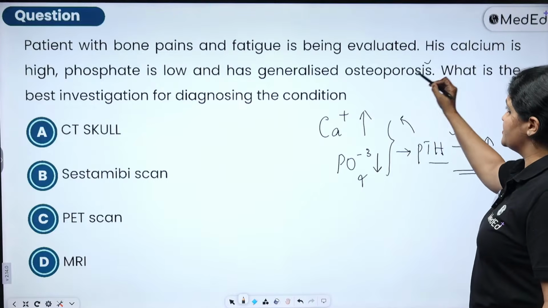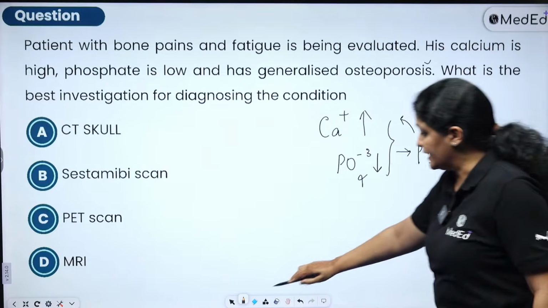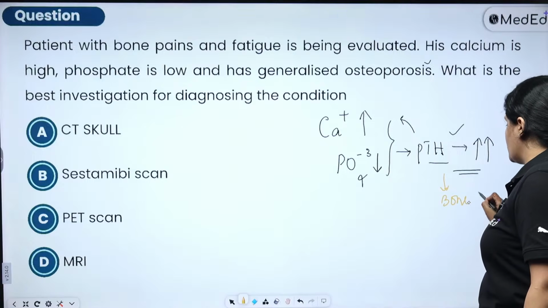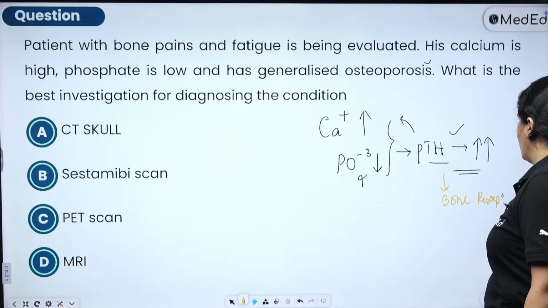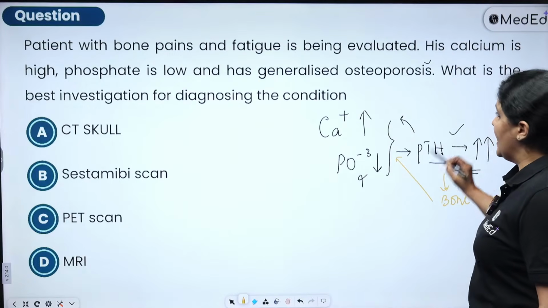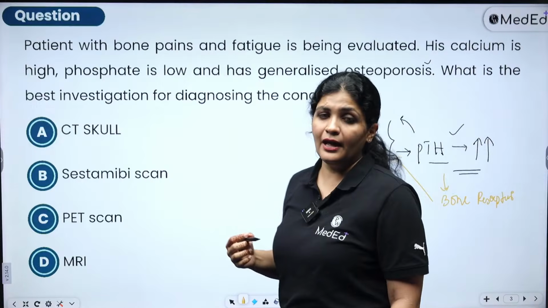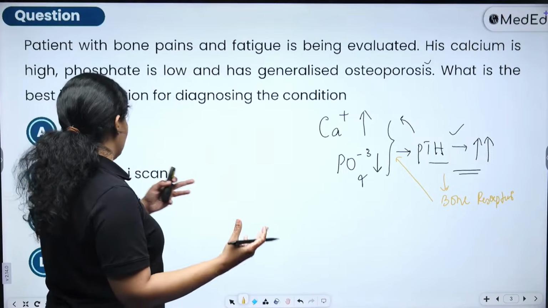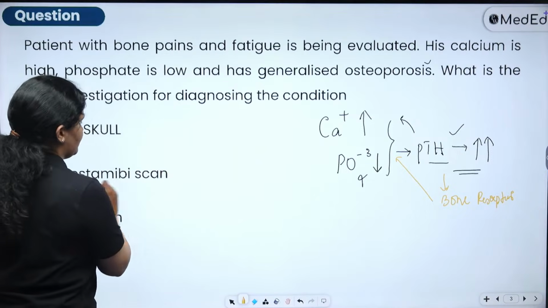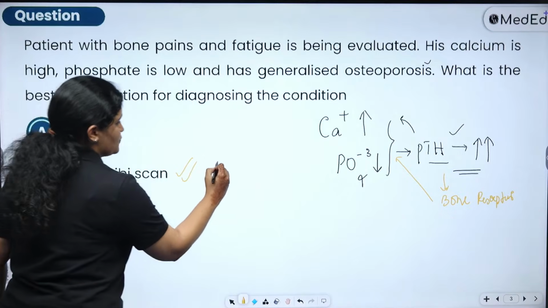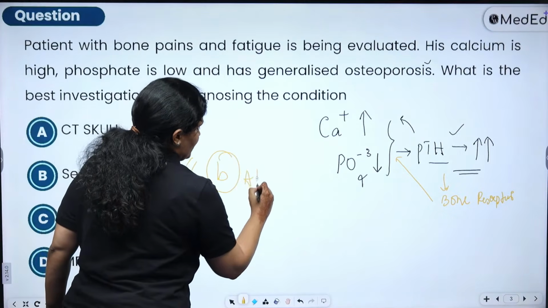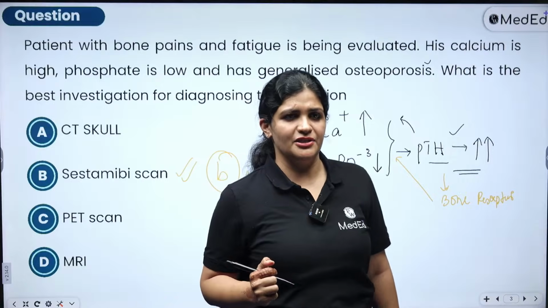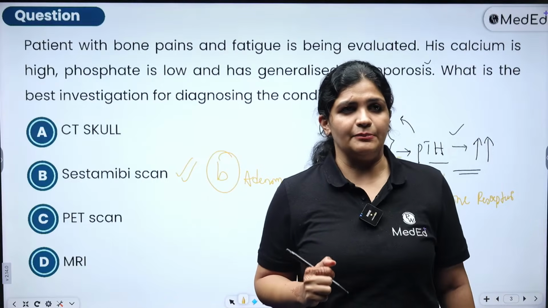And the second clue, generalized osteoporosis, because the calcium is increased by the PTH. How? It will increase the bone resorption, and by increasing the bone resorption, it will increase the calcium levels. This is mainly your hyperparathyroidism. And if you have read enough PYQs, you know that the Sestamibi scan is very useful for identifying your adenoma. I think it is repeatedly asked in various examinations. So the answer here is B, that is Sestamibi scan.